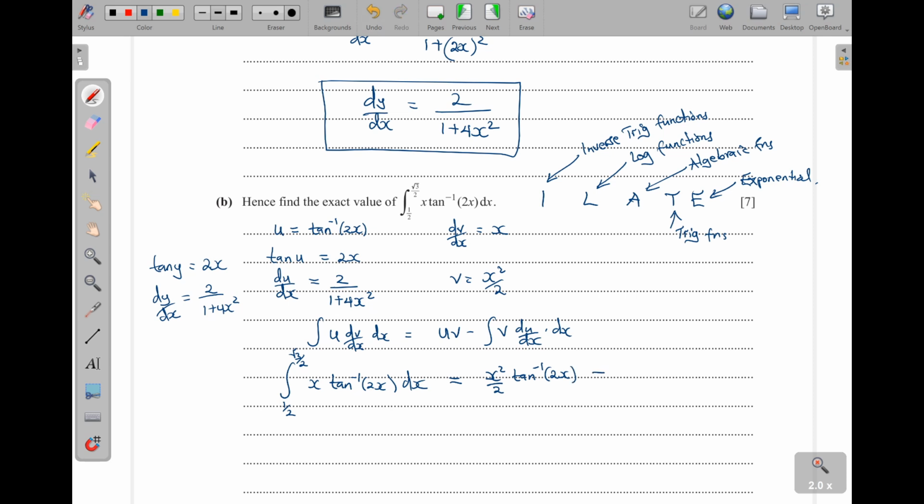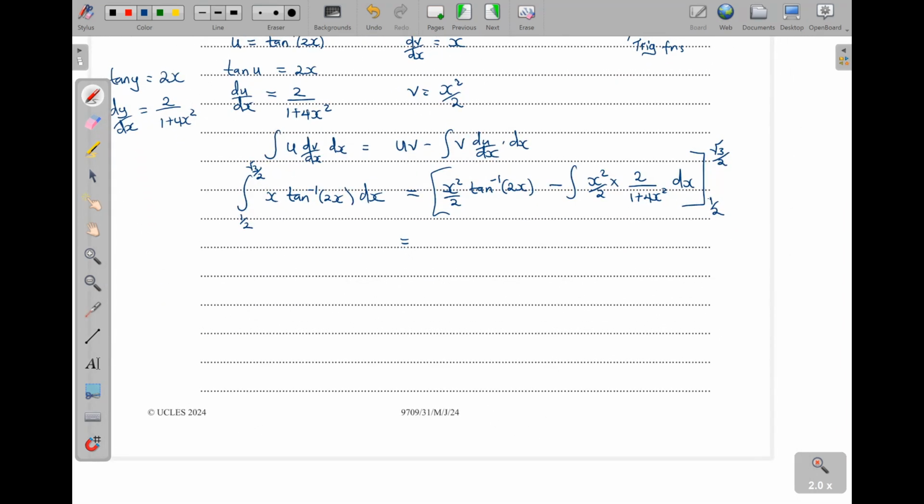After that, I will subtract the integral. Our v is x squared over 2. Then du/dx is this one here. So substitute and you put 2 over 1 plus 4x squared, then dx. Now, in fact, let me just put these limits up here, on these brackets. So we have here a half. Now, what do we get here? We are going to have x squared over 2 times the arctan of 2x, then minus, of course, this 2 will go.